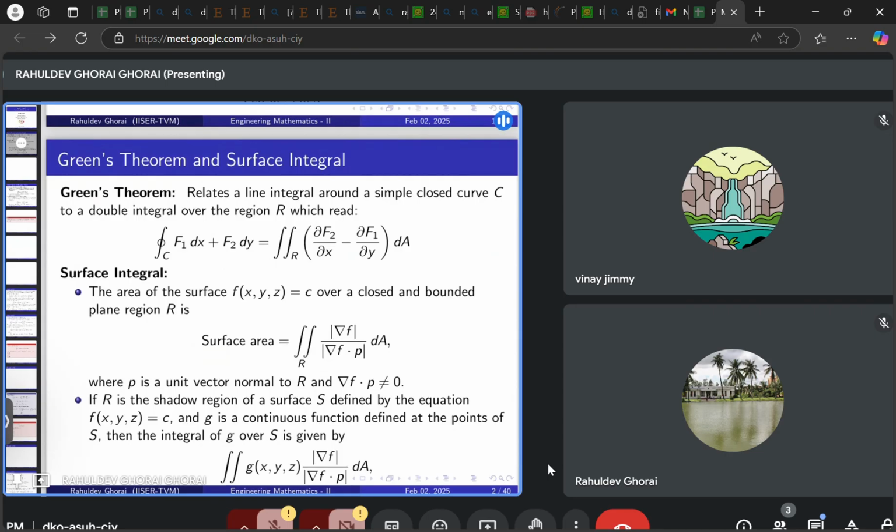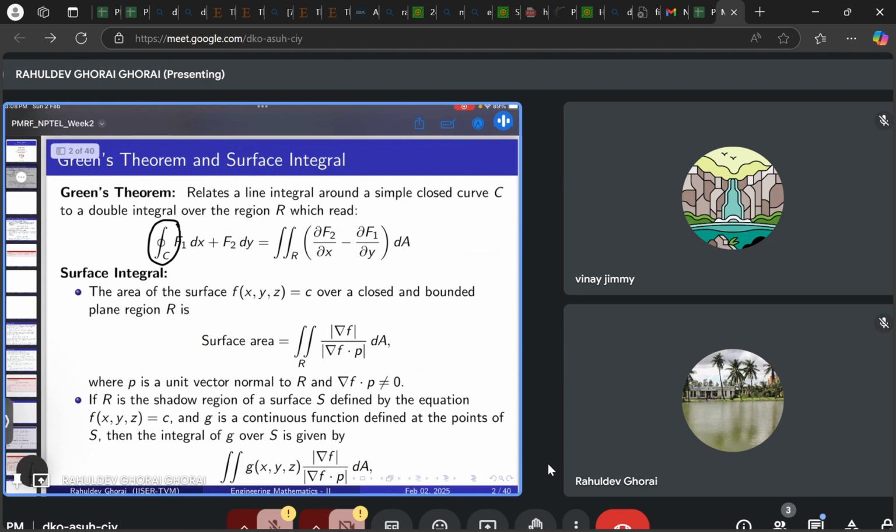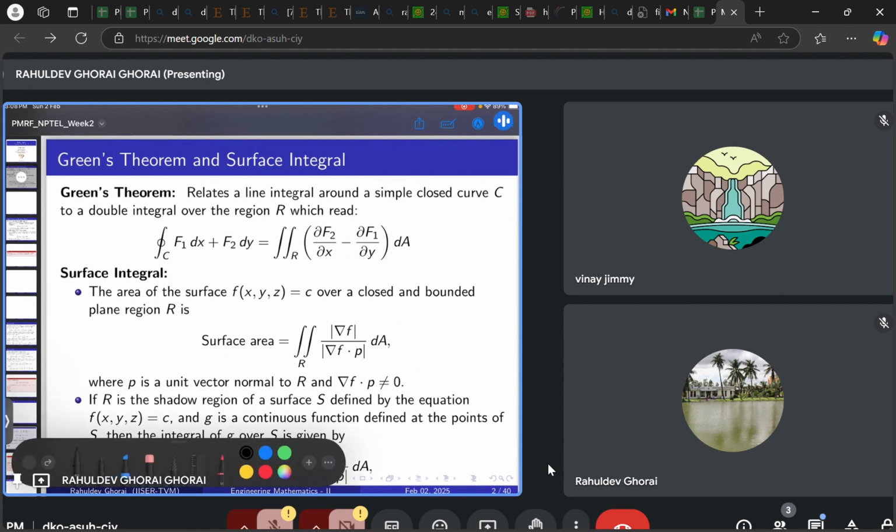First is Green's theorem, which relates a line integral around a simple closed curve to a double integral over the region R, which reads like this. This integration is over a simple closed curve C. It's not over some region; it's over a curve.